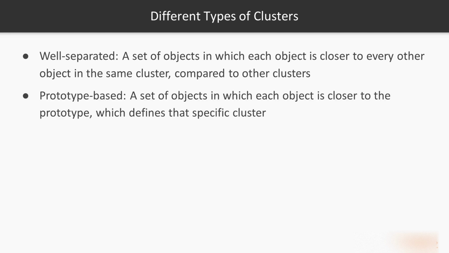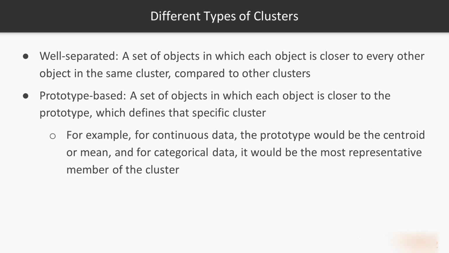A prototype-based cluster consists of a set of objects in which each object is closer to the prototype that defines that specific cluster. An example of the prototype-based cluster would be centroid or mean for continuous data, and for categorical data, the most representative member of the cluster.